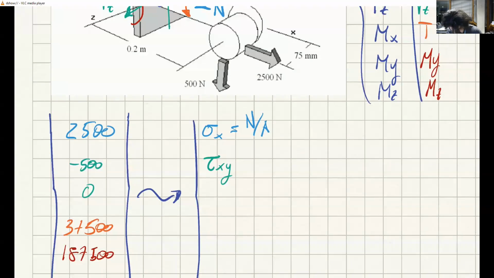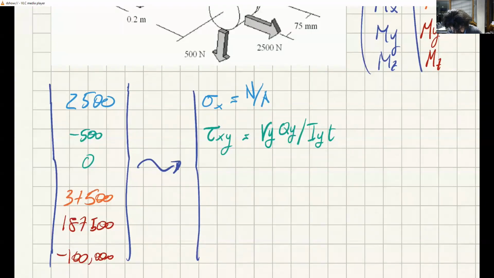So tau xy is Vy Q divided by Iy t. Let's call it Q. Of course, Q will be different if you are in the Y and Z direction, but this will make the notation a bit easier to manage. Now tau xz is exactly the same, so Vz Q divided by Iz t.